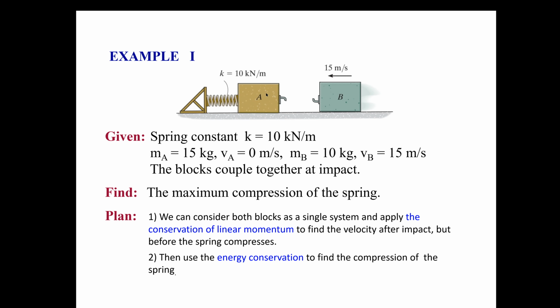And then you can use that. That would be a certain amount of kinetic energy. So if we use conservation of energy, we can translate that to potential. That initial kinetic energy of these two blocks will be converted over to potential energy to compress the springs. Okay, so here's the solution.